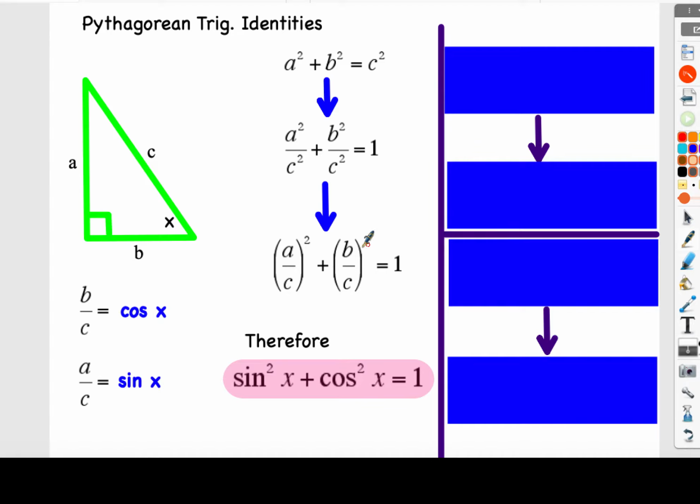And in that case, now let's go back to where we started. Remember that b over c was equal to the cosine, and a over c was equal to the sine. So therefore, what we just proved is if the Pythagorean theorem is true, the two legs of a triangle squared equals the hypotenuse squared, then the sine of x quantity squared plus the cosine of x squared would be equal to 1 as well. Now again, that's a very elaborate proof to find an identity.